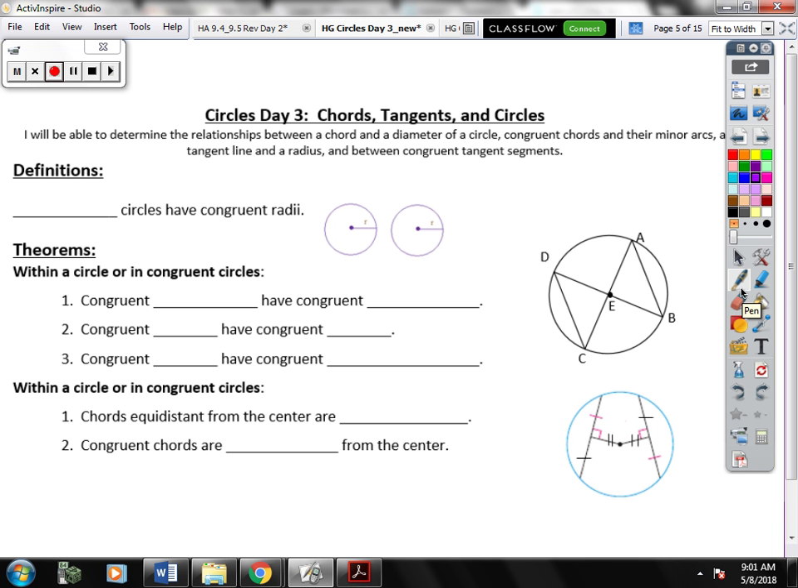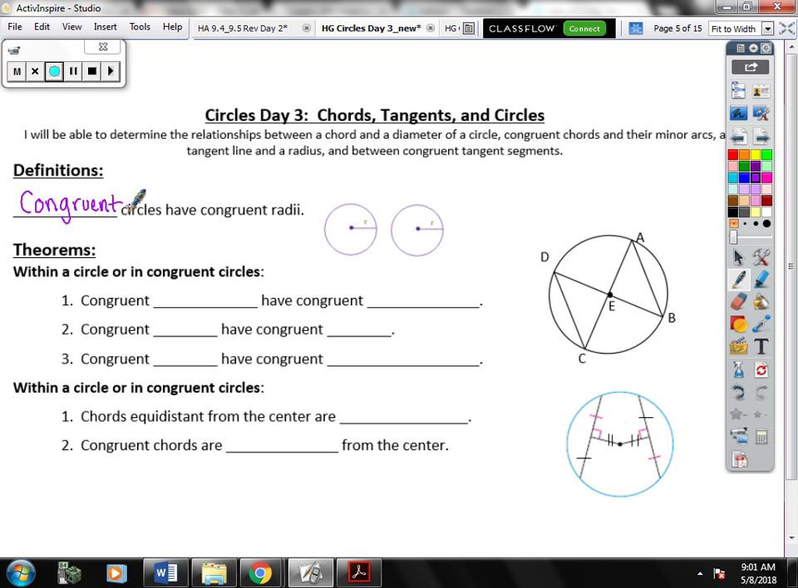So our first vocabulary word is, or are, congruent circles. Congruent circles will have congruent radii. Remember, there's only one dimension of a circle, so if the radius is congruent to the radius, then they are congruent circles. So within a circle, or in congruent circles, there's three things that we can learn from one of the theorems.